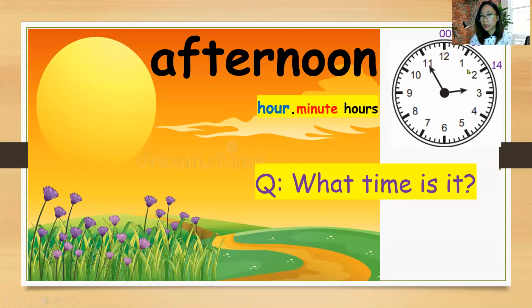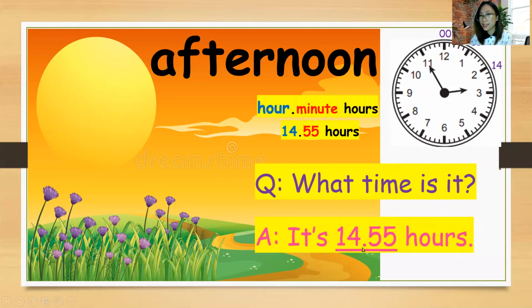So from here, we start from 1, 2, 3, 4, 5, 6, 7, 8, 9, 10, 11, 12, and then 13, 14. Okay, in the afternoon, it's already 14. And then the minute hand is, what number here? 55. So the answer is 14:55 hours. It's 14:55 hours.